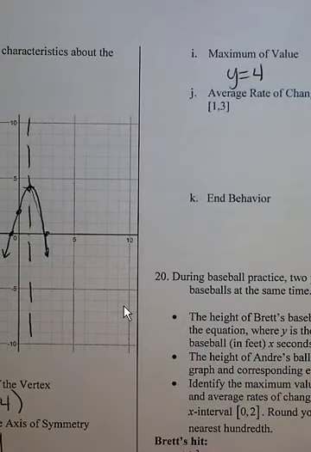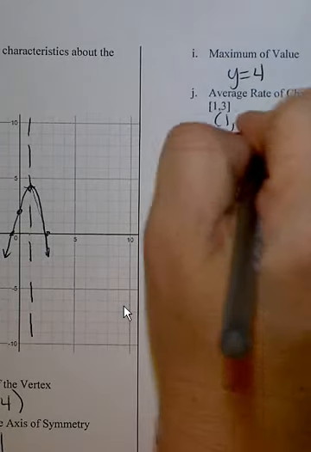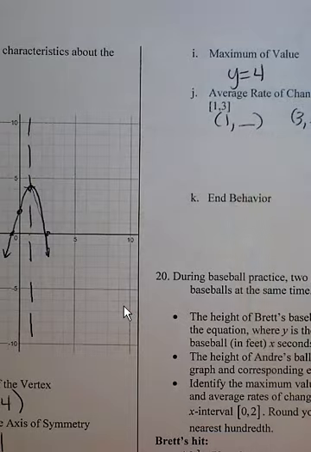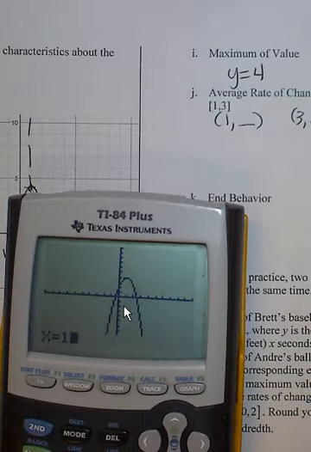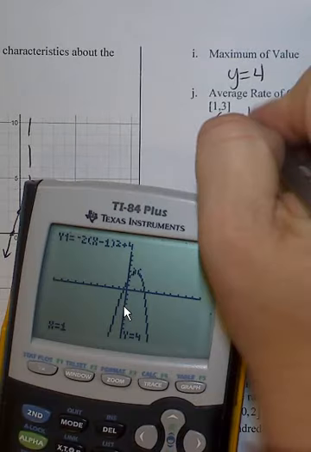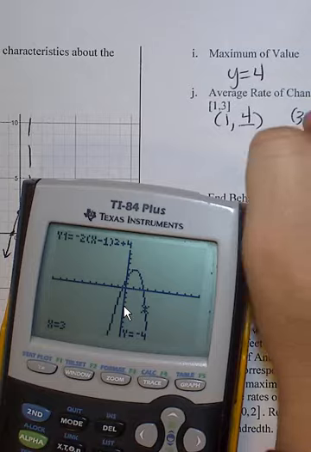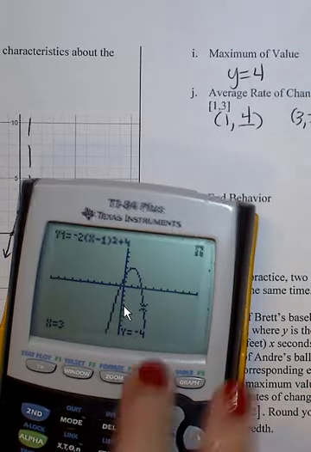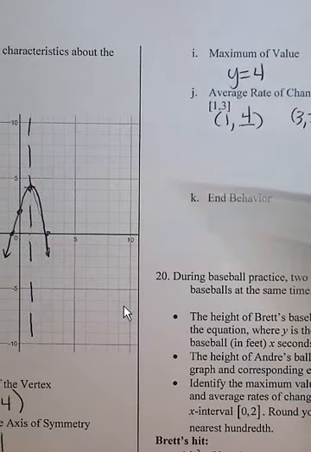What is the average rate of change on the interval 1 to 3? So 1 and 3. We're going to use the calculator. Second, trace, value, plug in 1, 1 goes with 4, plug in 3, 3 goes with negative 4.